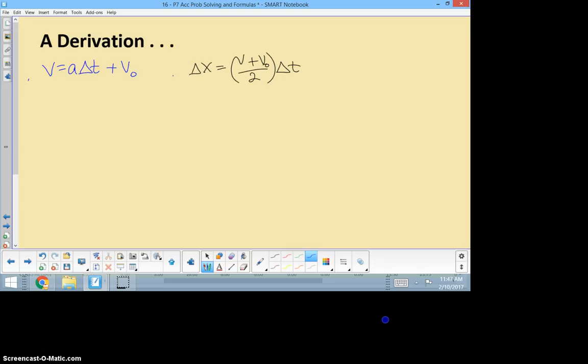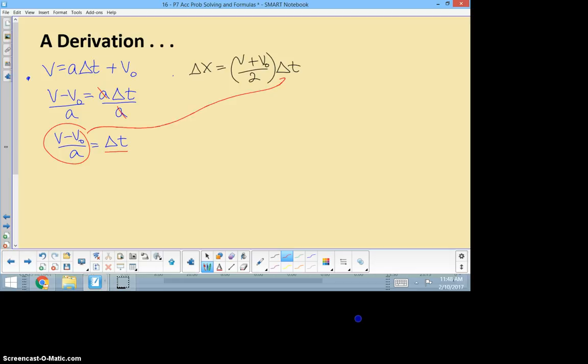That's what's most important. I'm going to start over here at this velocity equation, and I'm going to subtract v0 from each side, and that's going to leave me with v minus v0 equals a delta t. And now I'm going to divide both sides by acceleration, and the acceleration term will divide out. So now I have this expression for delta t. Basically that (v minus v0) over a is equivalent to the amount of time. Now I'm going to take this expression for delta t, and I'm going to put it in here.